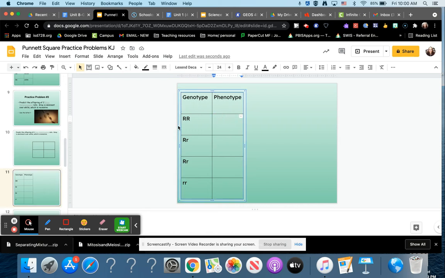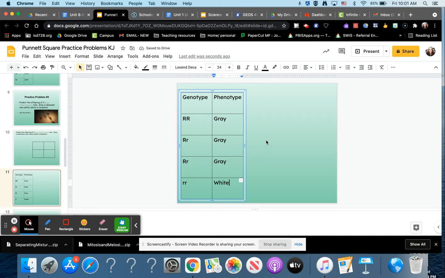All right, since this one is homozygous dominant here, this genotype is going to show the dominant trait. So that's going to be gray. These two are both heterozygous, but since they each show one dominant allele, they're going to show the dominant trait. So these are both going to be gray also. And this one is homozygous recessive, so that is going to show the recessive trait, which is white fur.